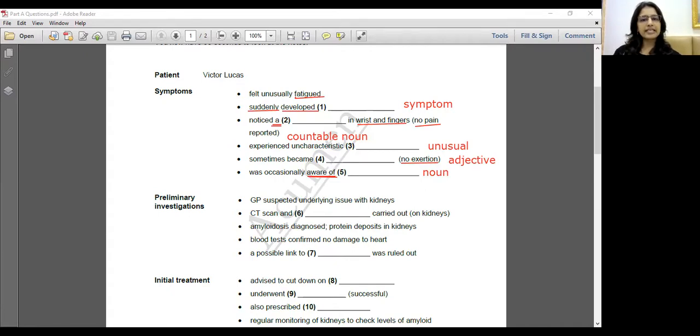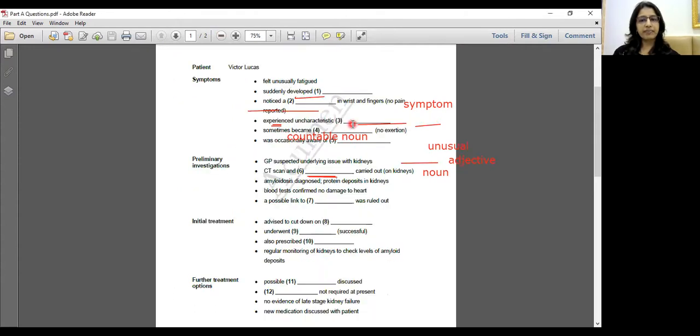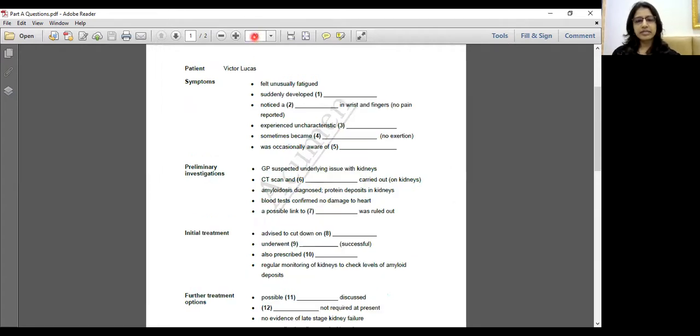Then the second heading says preliminary investigations, which means this entire section is going to talk about the investigation findings. Here, if we see, it says CT scan and something carried out on kidneys. So again, I'm looking for a test here, a type of test that was done.